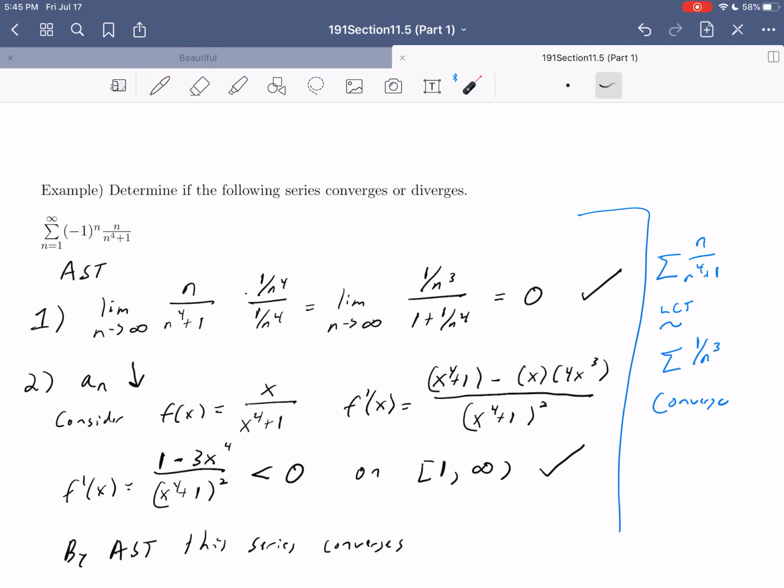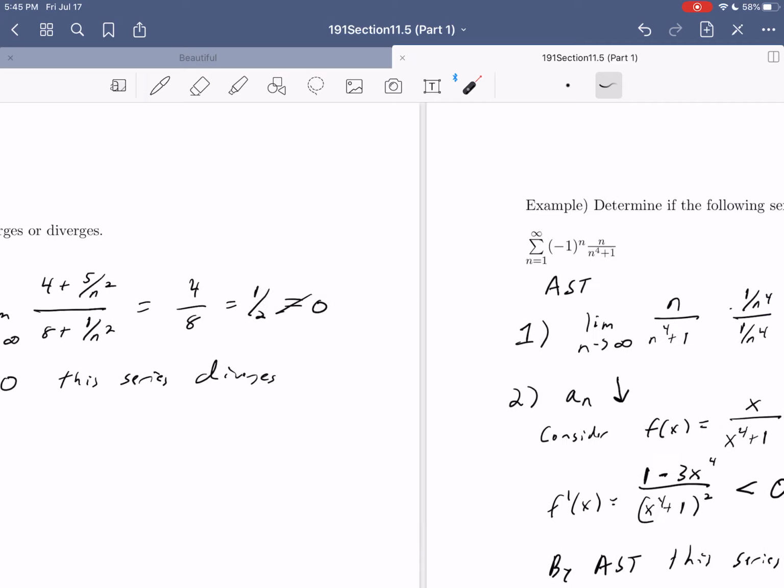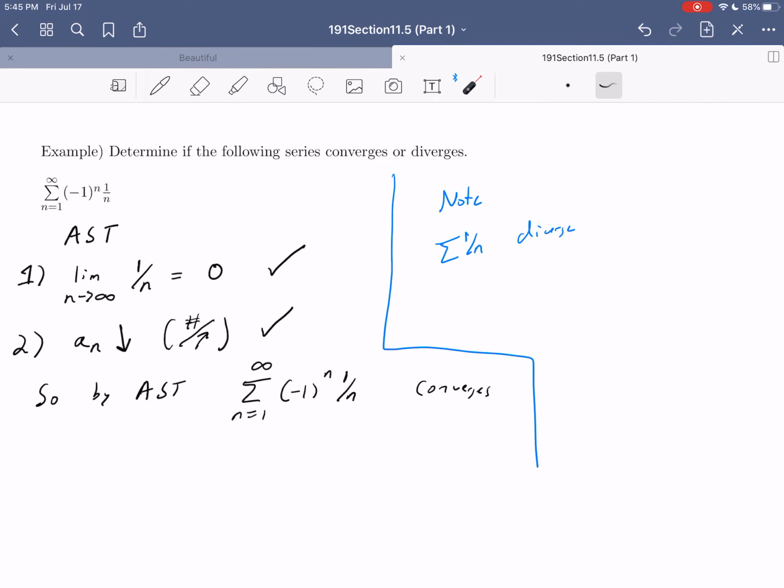This is what we're going to be investigating in 11.6. We're going to talk about things that are called conditionally convergent versus absolutely convergent. Something like this is what we call conditionally convergent. And we'll define this more formally in 11.6, but I just wanted you guys to hear the words before we got there.